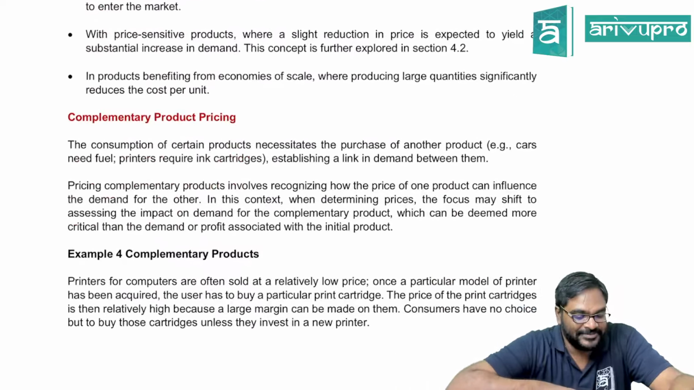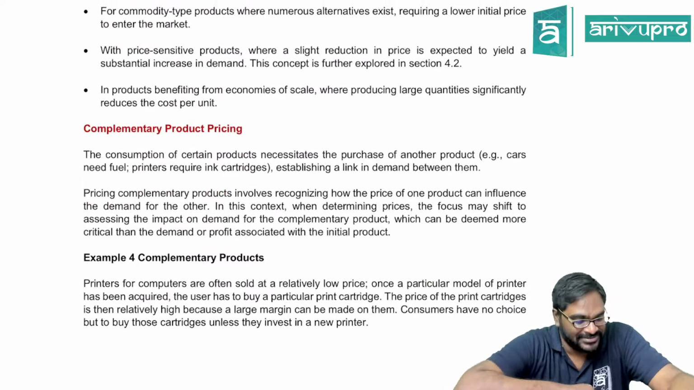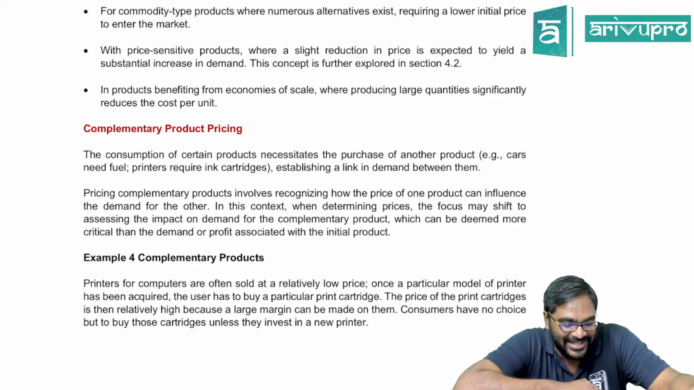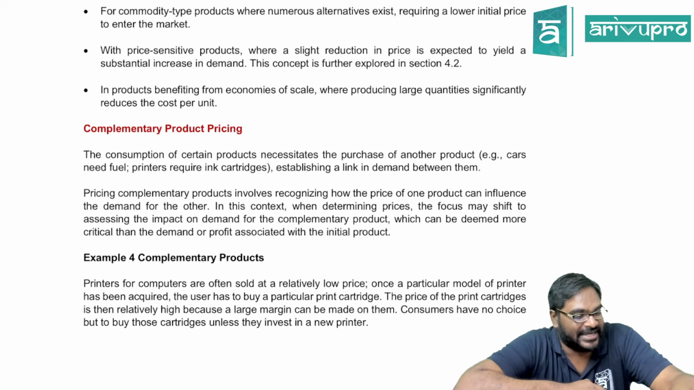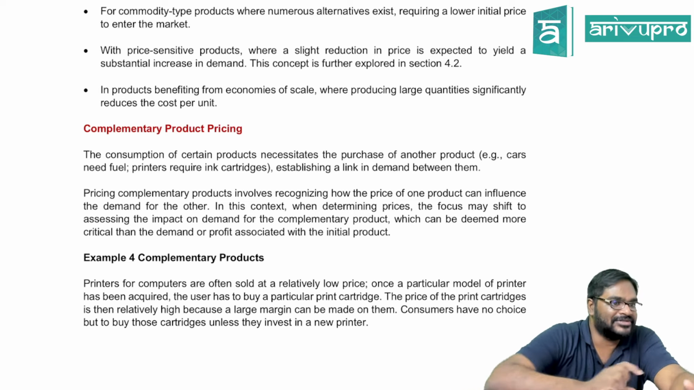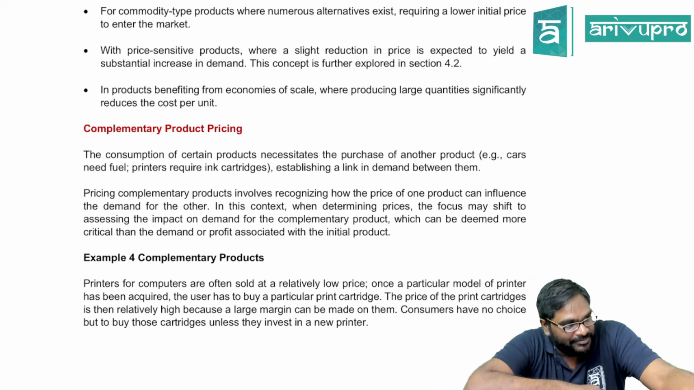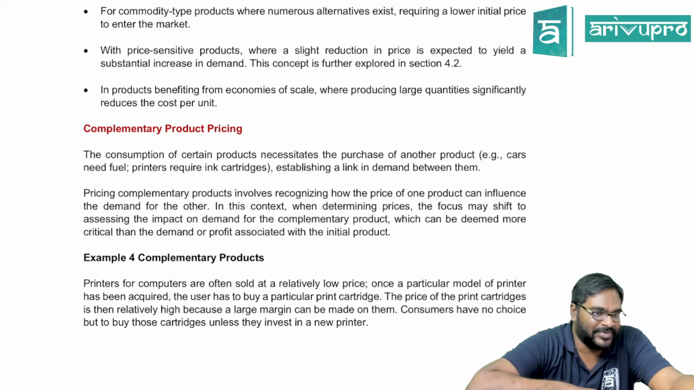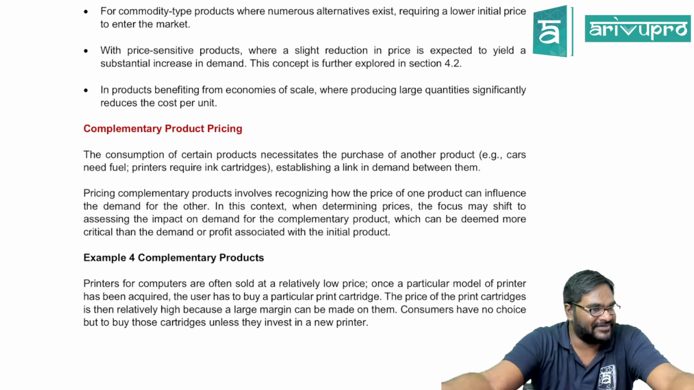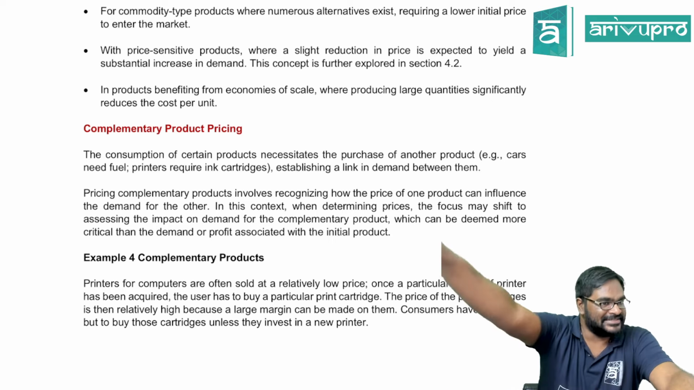Then complementary products. Sorry, complementary products. Complementary products means these are necessities, where one product goes with another. The best example is printers and cartridges. If you buy a printer, you need to have a cartridge. Then what can you do in your pricing if both are produced by you? You can keep the printer at a lower price and the cartridge at a higher price.